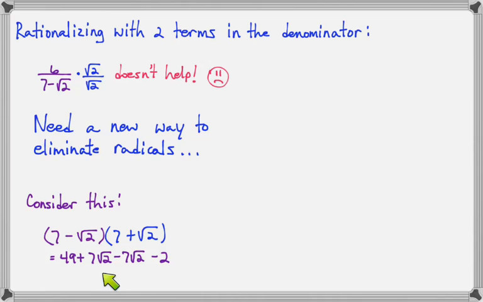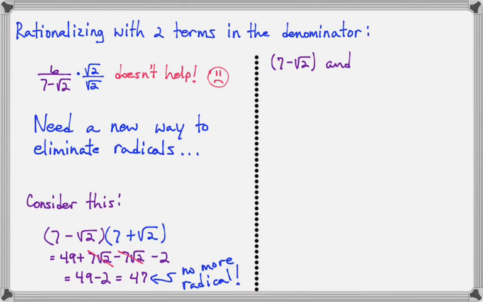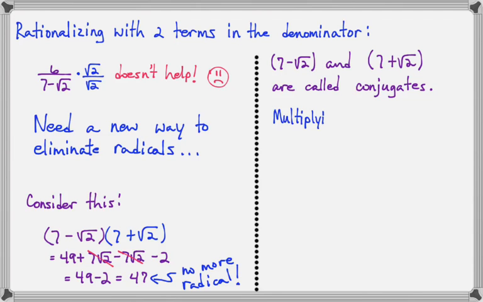Look at what happens to our radical terms when we do that. They are the same but opposite signs. So they go away, and all we're left with is 49 minus 2, which of course is 47. Okay? Now, that gets rid of the radical, which is really all we wanted in the first place. So I think multiplying a two-term denominator by its conjugate is going to do what we need to happen. So again, these are called conjugates, and multiplying conjugates together eliminates the radical.